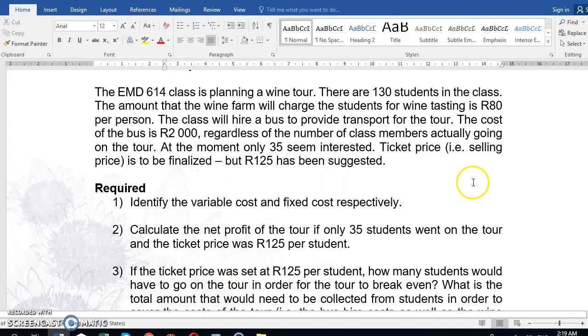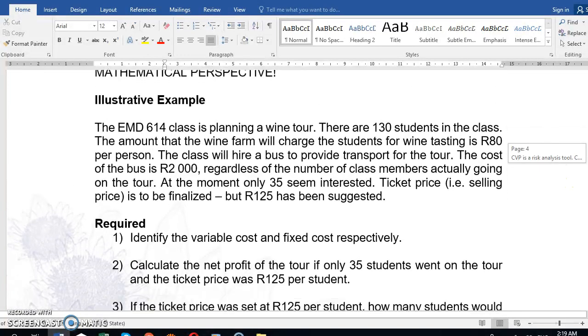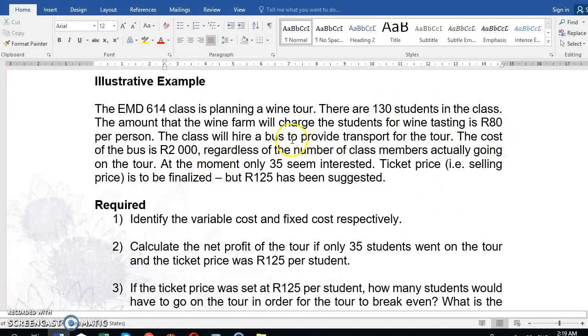Hi everyone, so we are back with video 4 of week 3 and it's the illustrative example. So just going to read the illustrative example to you.